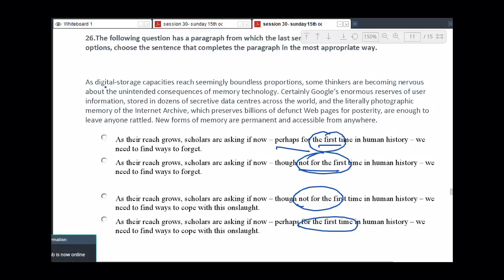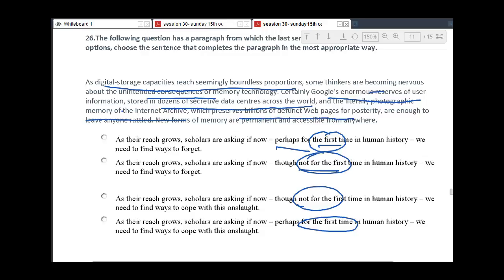Now look at this. As digital storage capacities reach seemingly boundless proportions, some thinkers are becoming nervous about the unintended consequences. Certainly, Google's enormous reserves of user information stored in dozens of secretive data centers across the world and the literally photographic memory of the Internet Archive preserves billions of defunct web pages for posterity, means what? For the future generation, are enough to leave anyone rattled. New forms of memory. Now, what the author says, new forms of memory, right? Then how can you say not for the first time? On the one hand, you say new forms of memory, and then you say not for the first time.